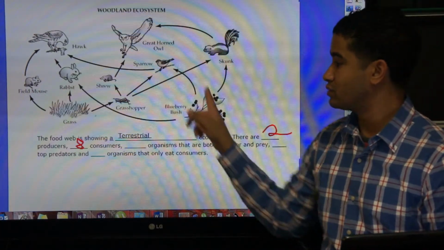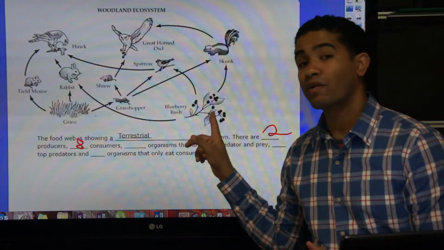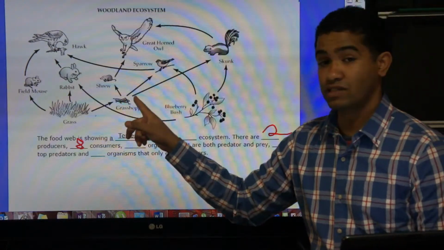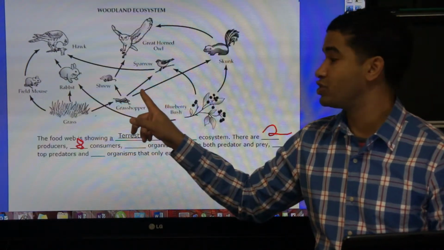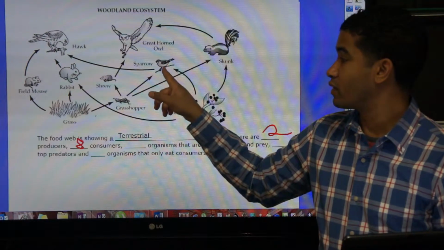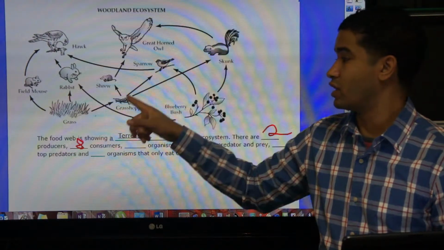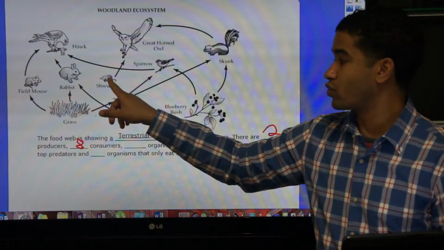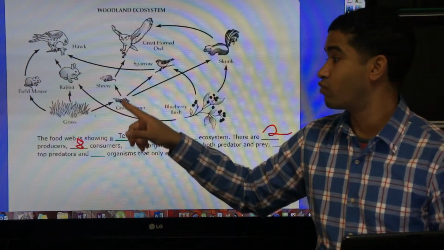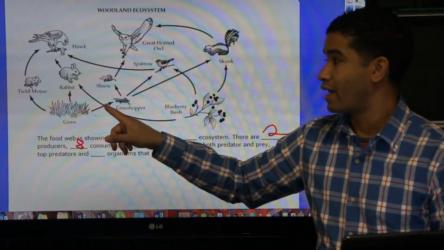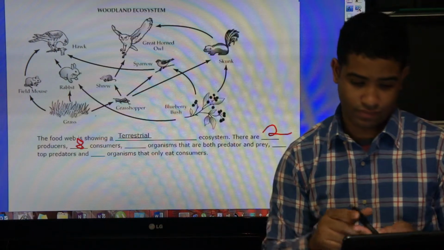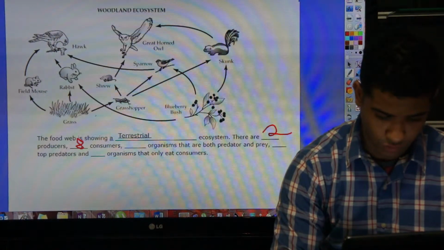So in this direction, from the blueberry, they were only prey. But because it's a food web, there's multiple relationships. The sparrow and the skunk are predators of the grasshopper. So 1, 2, 3 organisms are both predator and prey. 3.